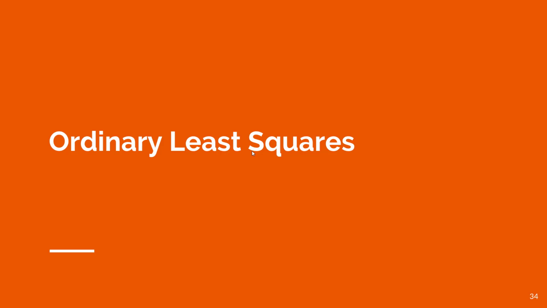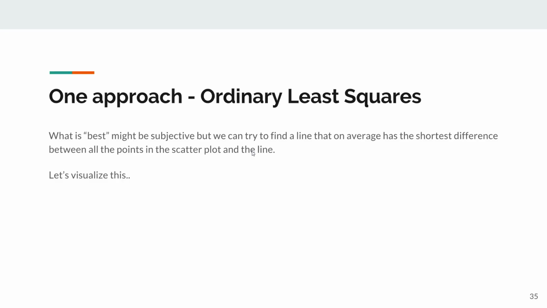To do that, we can use an algorithm called ordinary least squares, or OLS. And what OLS does is it gives us a way to best fit a line. Now, what do we mean by best fit? This is kind of a subjective term. However, with ordinary least squares, what we want to find is a line that on average has the shortest difference between all the points and the line.